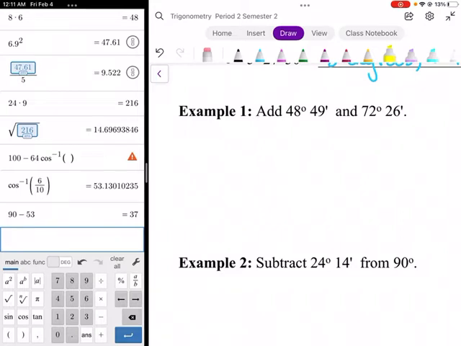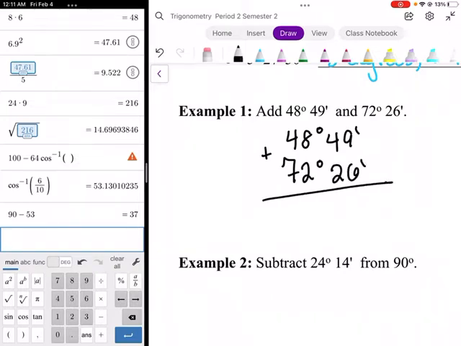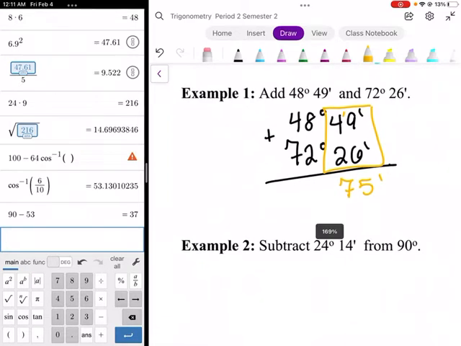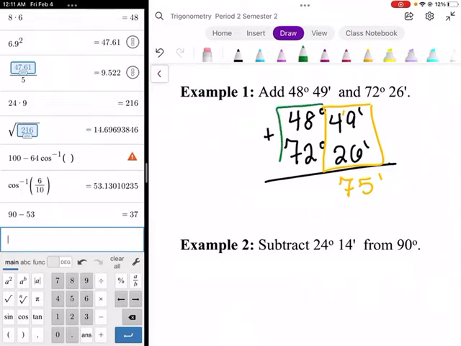Now you can add degree minutes together. And when you do that, you are going to add this kind of like you would combine like terms. So we have 48 degrees with 49 minutes, and we are going to add 72 degrees with 26 minutes. So let's start by adding our minutes together. And when we do that, we would get 75 minutes. Then we can add our degrees together. And if we were to do that, we would get 120 degrees.